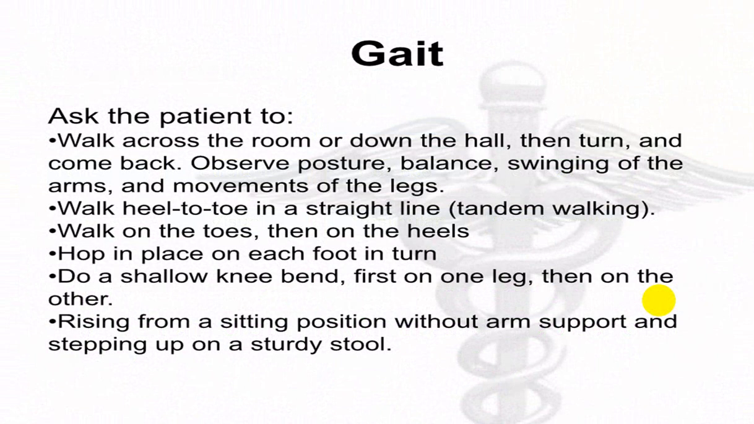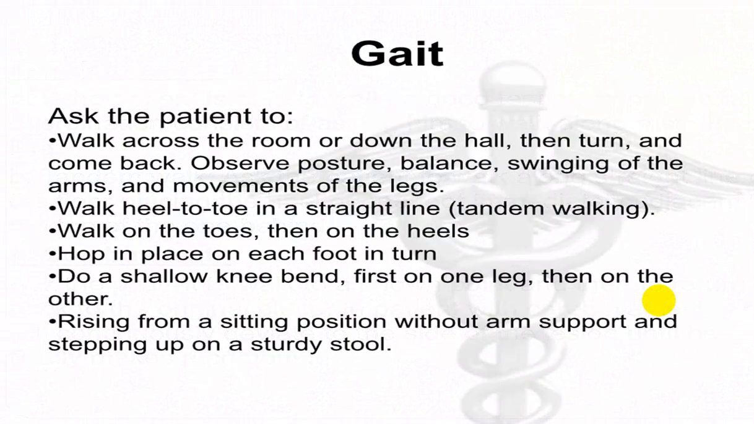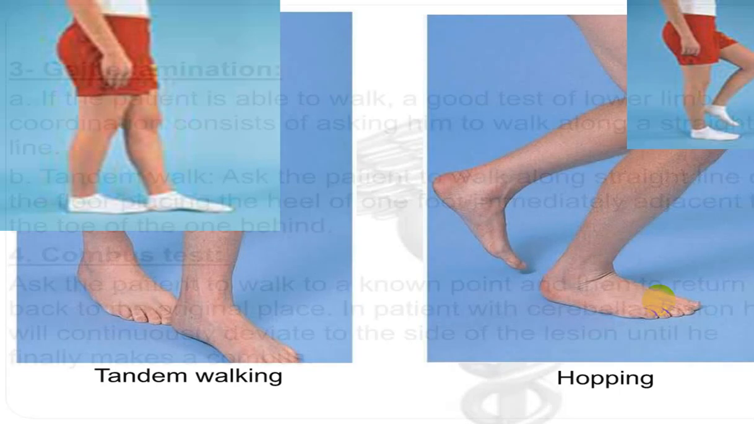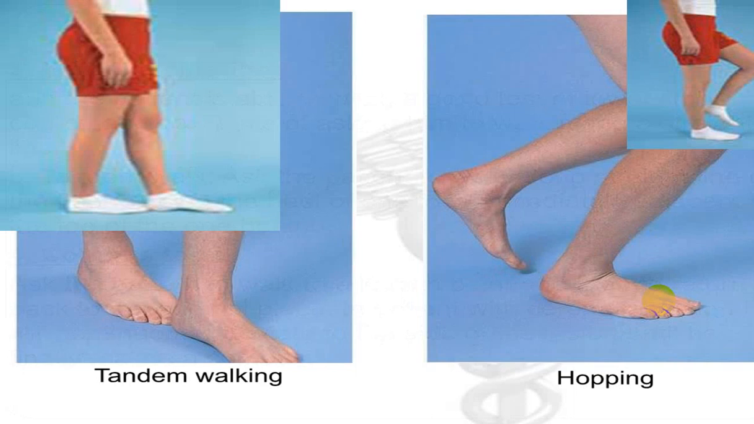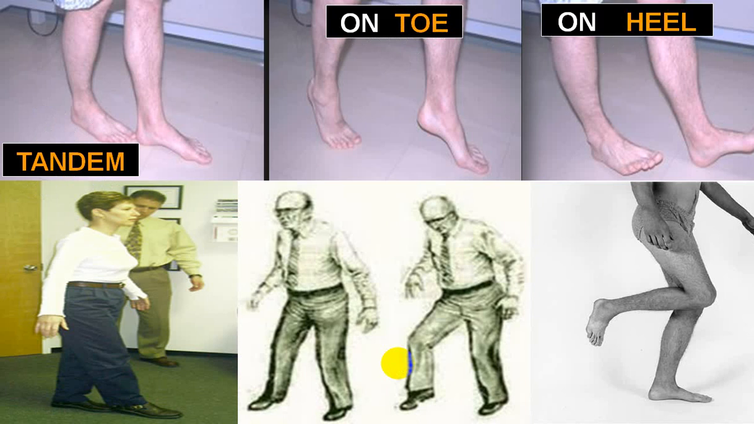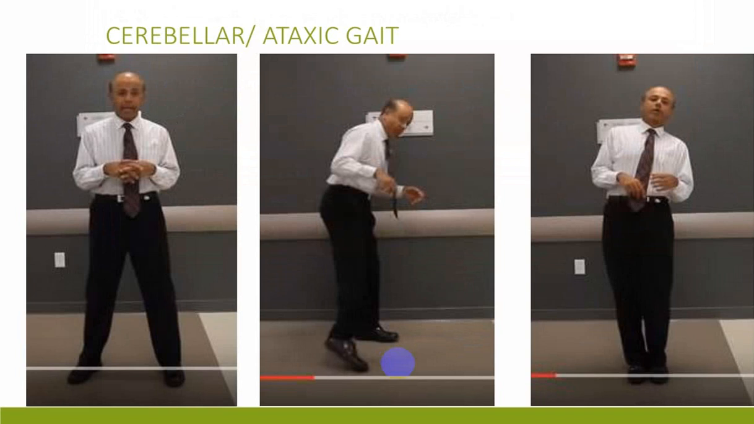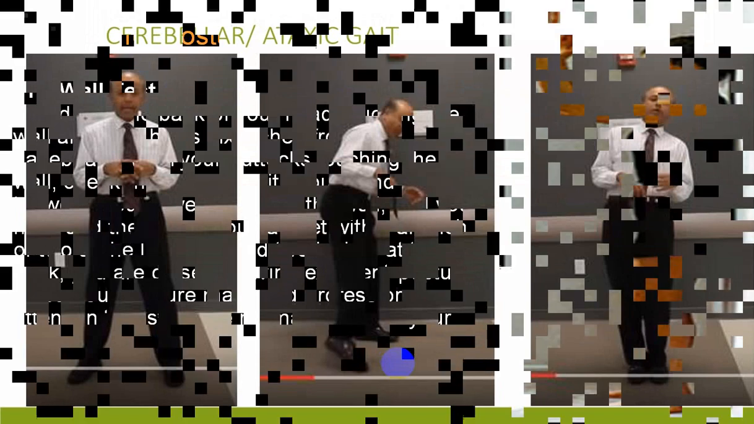As far as gait is concerned, we already mentioned that the person will be walking with a typical drunken man gait, we call it. He will have a swaying from one side to another. You can demonstrate it while tandem walking or walking on a straight line. These are all the different types of walking by which you can exaggerate the findings: tandem walking, walking on the toes, walking on the heel, or hopping. And the person will have typical truncal ataxia and a tendency to fall on one side or on both sides.